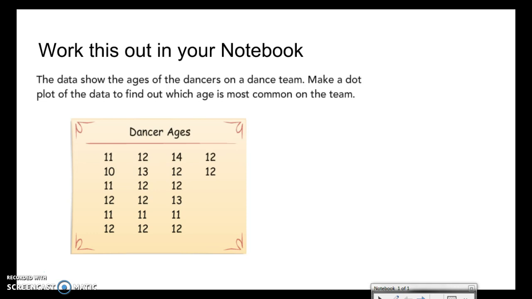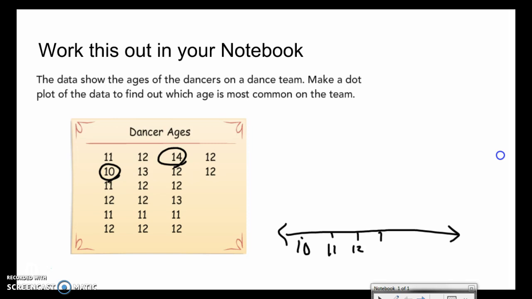Alright, as you can see on this problem, your numbers are ranging from 10 to 14. 10 being your least, 14 being your greatest. Alright. How many dancers are 10 years old? Just 1. How many dancers are 11? 1, 2, 3, 4, 5. So you have 5 dancers that are 11 years old.